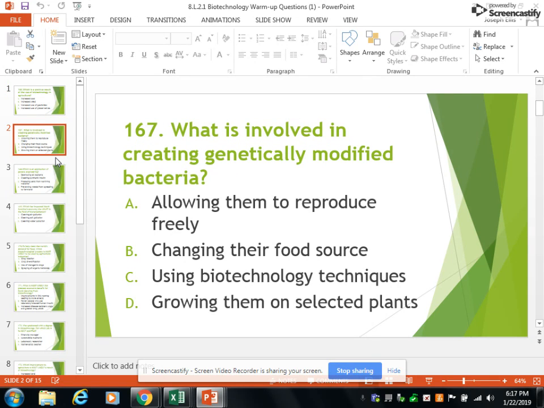167. What is involved in creating genetically modified bacteria? You should choose answer choice C, using biotechnology techniques. Okay, remember genetic modifying bacteria? So we actually take the DNA of one organism and put it in another. We actually do this with bacteria for insulin for diabetics. We talked about diabetes and how your pancreas doesn't make insulin. So you used to grow insulin from cows and pigs, but that takes too long. So they started growing bacteria because we talked about bacteria grow really fast, really quick. So what they do is they put the human insulin DNA in bacteria, and they merged it with it, and they started growing insulin in bacteria. They like to use that question on the EOG, so y'all pay attention to that.